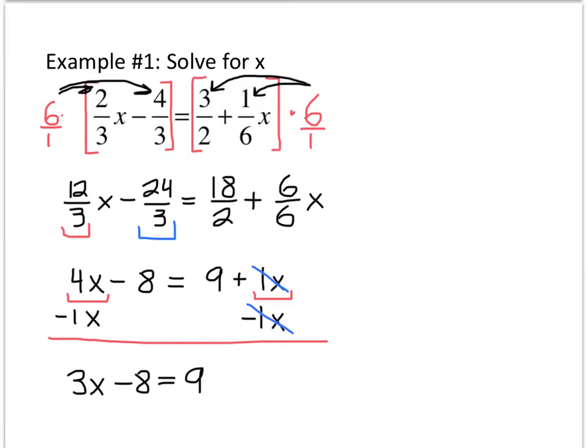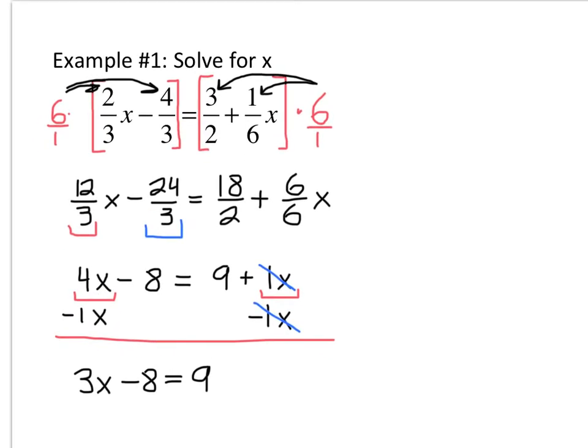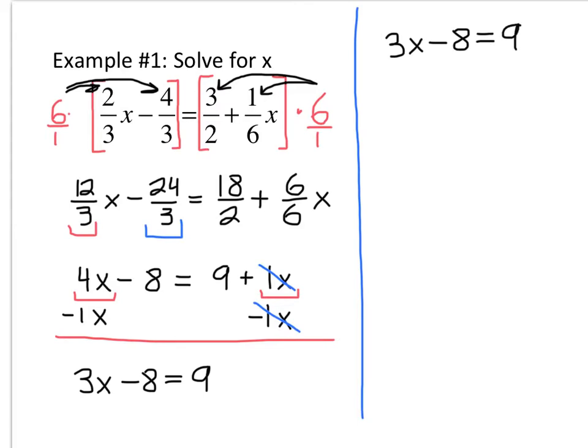In order to have some more room, I'll rewrite it here on this right side of the board. So we are left with 3x minus 8 equals 9. And I've combined my like terms, there's only one variable. All I have to do now is solve this equation. So we're back to the basics of solving linear equations.